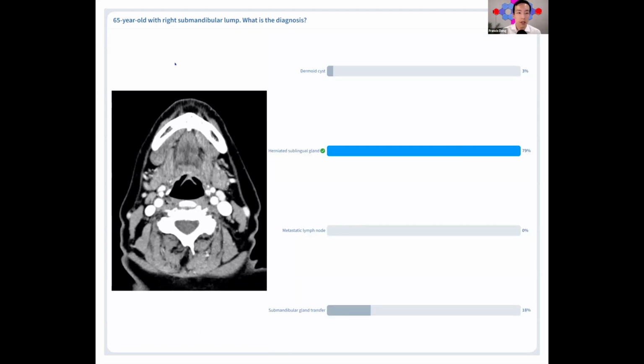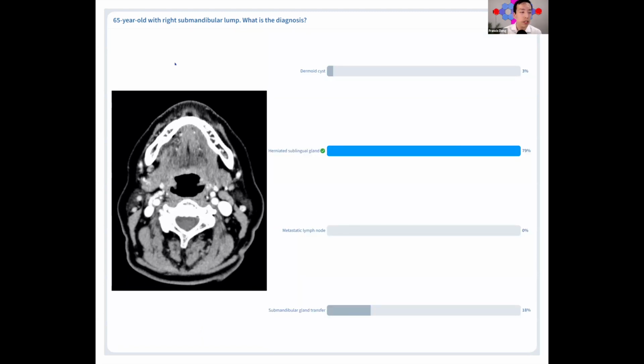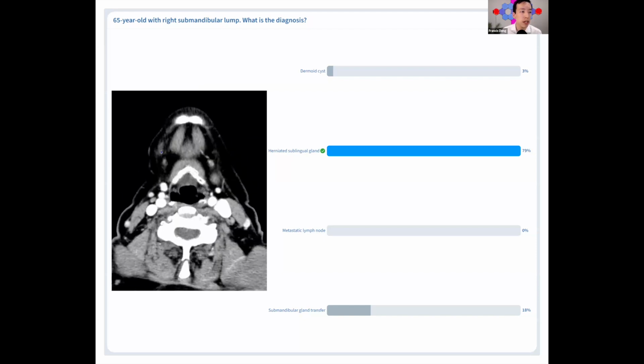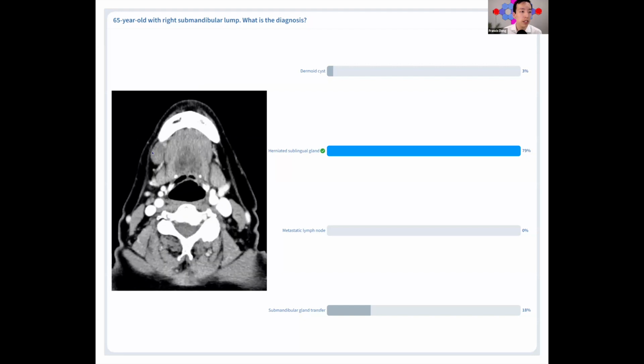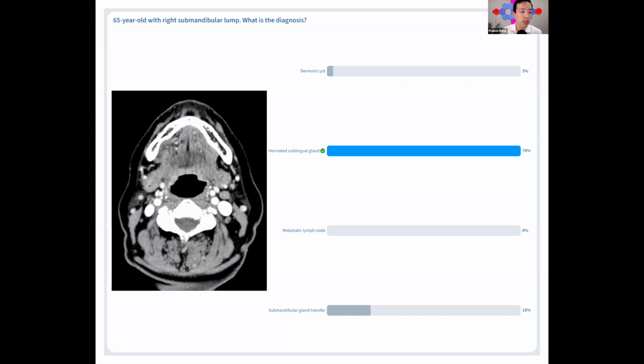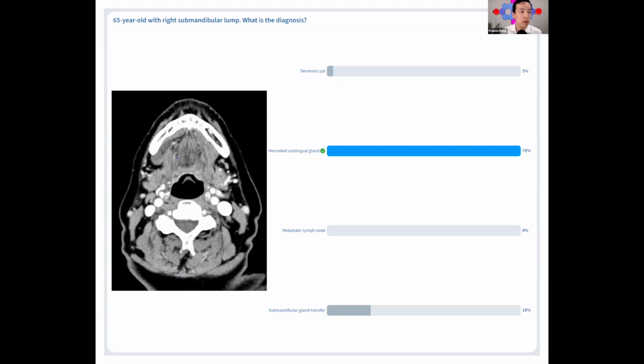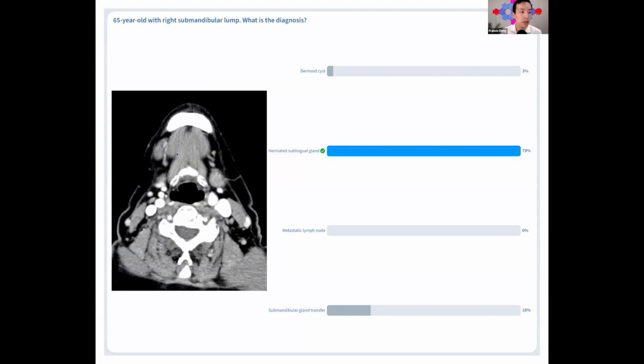So the correct answer here is herniated sublingual gland. What these images provide is that the right submandibular lesion is here, but has the same texture as salivary gland tissue, and it's distinct from the submandibular gland. And if you trace it, it's contiguous with the stuff in the sublingual space.